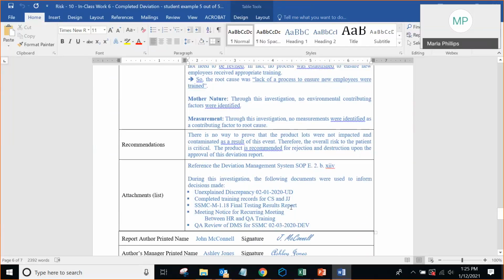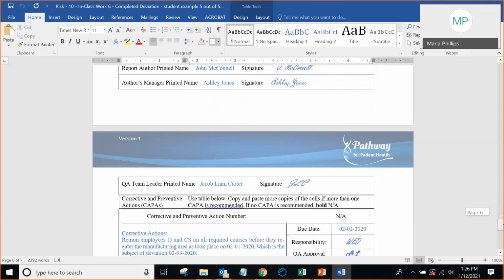They should list a good number of attachments. I'm not looking for a complete list by any means, or that everything's exactly correct, but just showing that they understand that they need to attach different things that go along with this. They might not remember to attach the unexplained discrepancy form, but seeing that they're attaching training records and SOPs, or something that shows that they recognize that you attach information to the report so that it becomes a standalone report. Okay, then they can sign it.